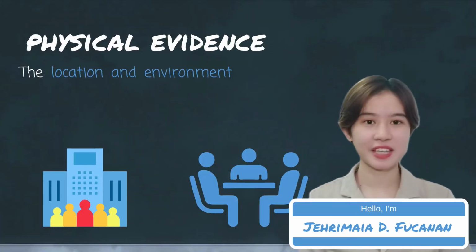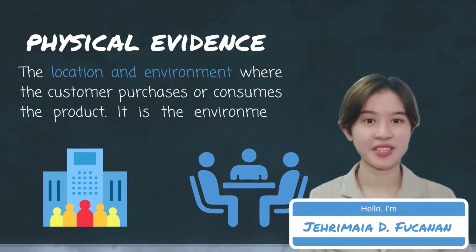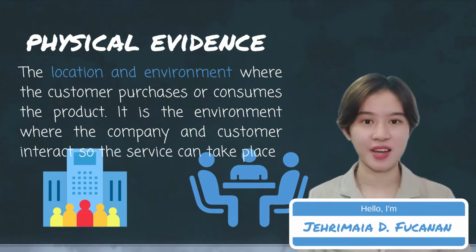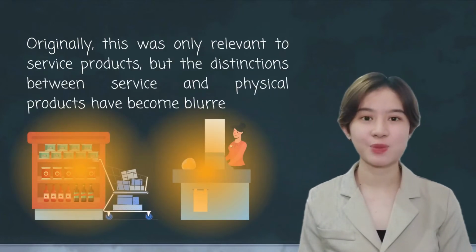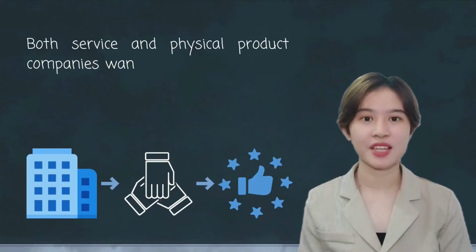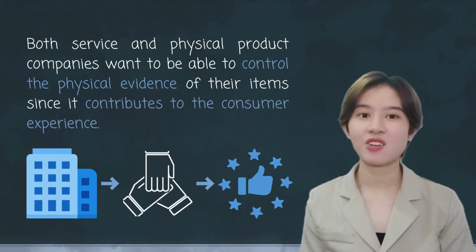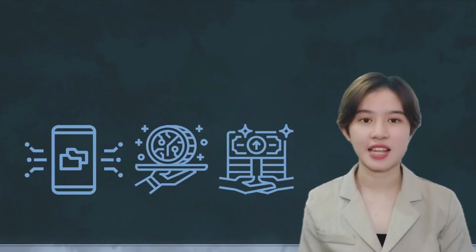As a component of the marketing mix, physical evidence is the location and environment where the customer purchases or consumes the product. It is the environment where the company and customers interact so the service can take place. Originally, this was only relevant to service products, but the distinctions between service and physical products have become blurred. Both service and physical product mechanisms need to be able to control the physical evidence of their items since it contributes to consumer experience. It is a method of controlling and adding value to a product by presenting intangible elements.